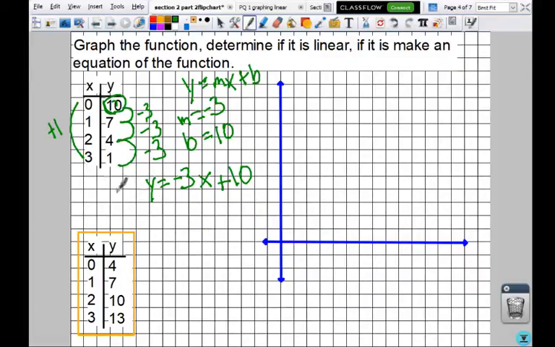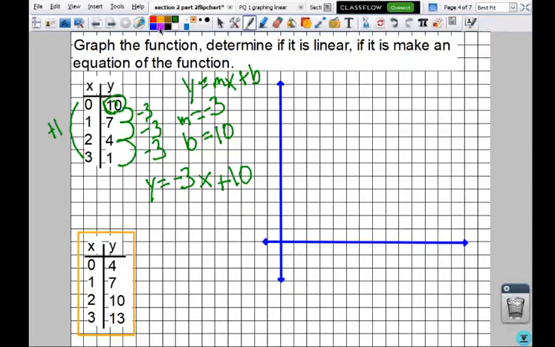So let's look. My x's, I'm going 0, 1, 2, 3. That's easy, I can go by ones. What about my y's? What's my biggest number for my y's? 10. So should I change what I make y's go by? No, I can go up to 10. That's fine. So I'm going to go up by ones on my y's, and I'm just going to graph it.